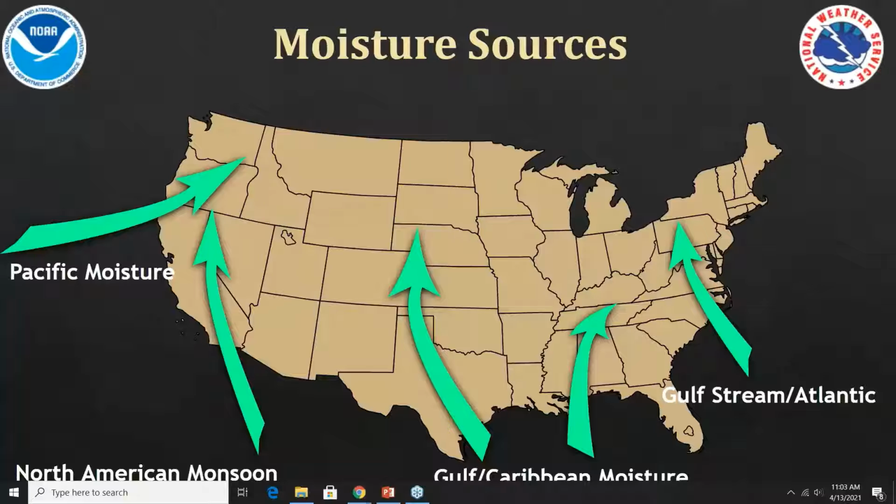What are some moisture sources in our area? Well, of course, we get Pacific moisture pretty much any time of the year, but especially in the winter. In the summertime, we'll get moisture from the southwest, the North American monsoon. And across the country, east of the Rockies, east of the Mississippi, we get Gulf and Caribbean moisture and moisture from the Gulf Stream. But those usually don't play as much of a factor in our weather. Next slide, please.